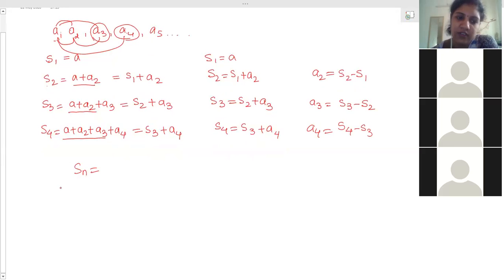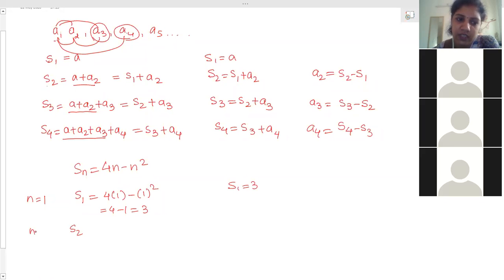So what is Sn given as? Can you tell me? 4n minus n square. This is the Sn value. Substitute n is equal to 1 and you will get S1. That is 4 into 1 minus 1 square. So this is 4 minus 1, that is 3. So S1 we got as 3.